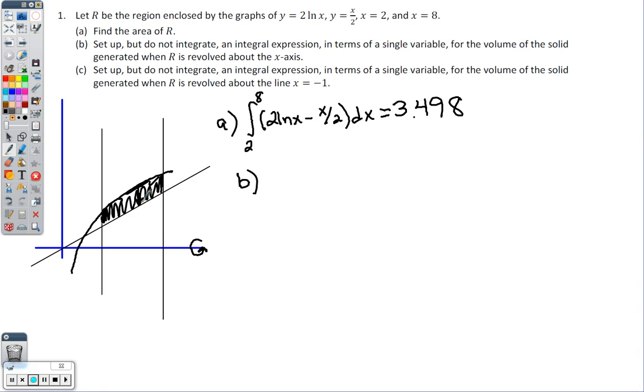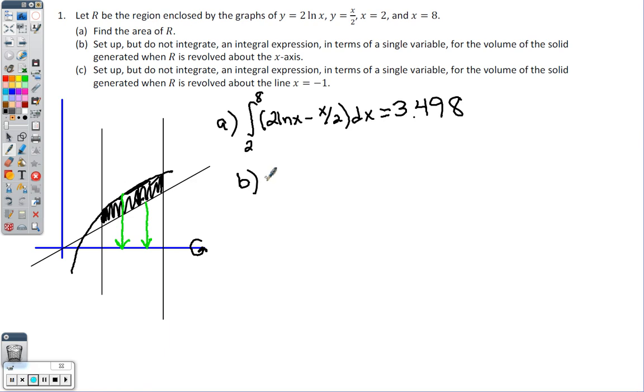So we're revolving about the x-axis, and we're integrating in x, and so integrating in x, revolving around x, they match. So we're going to use disks and washers. Okay? And so this is going to be a washer problem because it's not right up against the x-axis. So we're going to have an outer radius and an inner radius. And the outer radius is going from here to here. The inner radius is going from here to here. And so we're going to integrate.